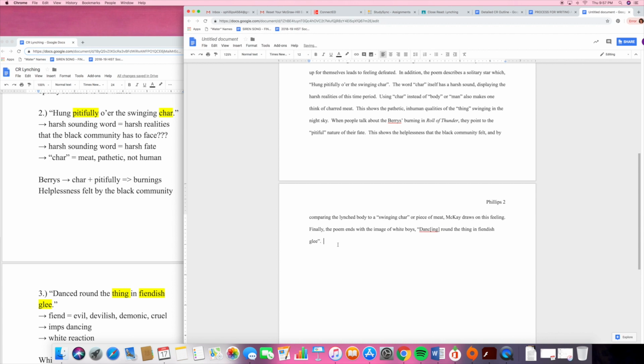Do you see how a lead-in is complex, yet very simple? This isn't very long. If your lead-in is almost as long as the quote or longer, then you've done something wrong. Just try to make it flow into one sentence. If you read it out loud to yourself, it should all flow into one sentence. Finally, the poem ends with the image of white boys, quote, dancing around the thing in fiendish glee.